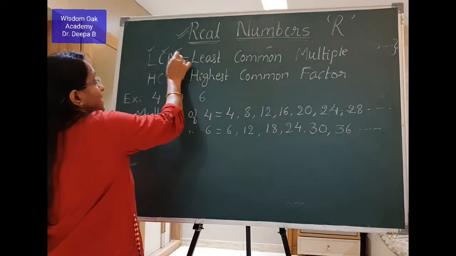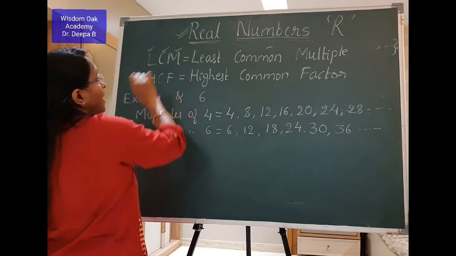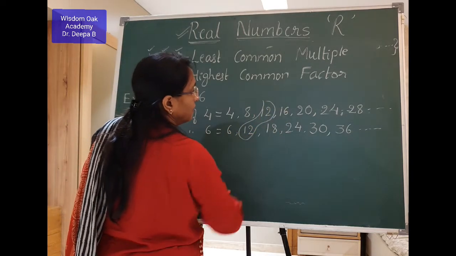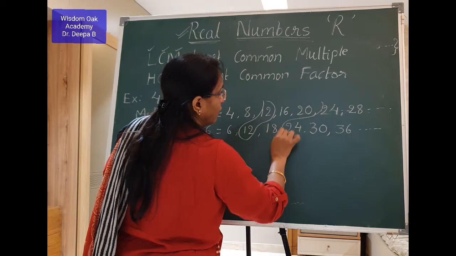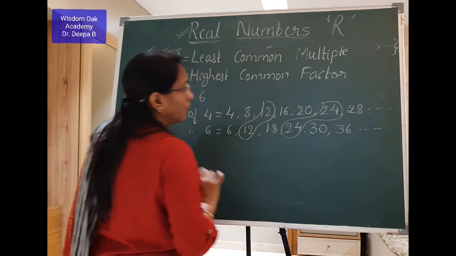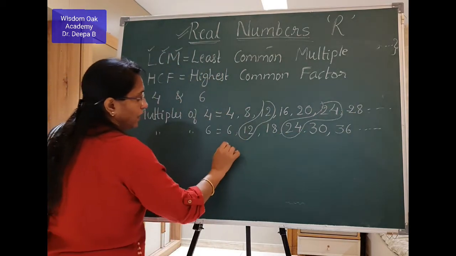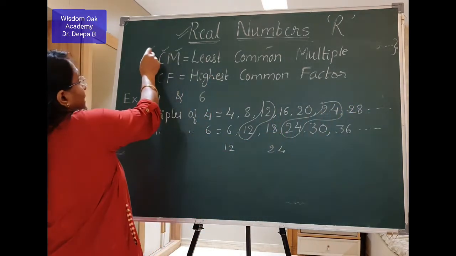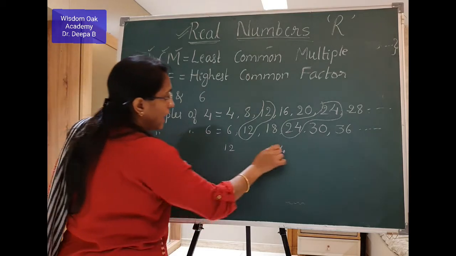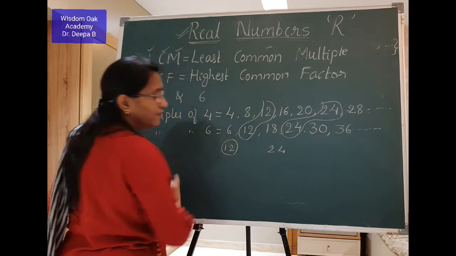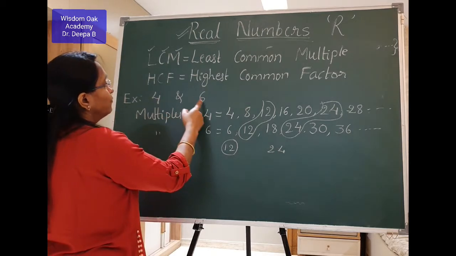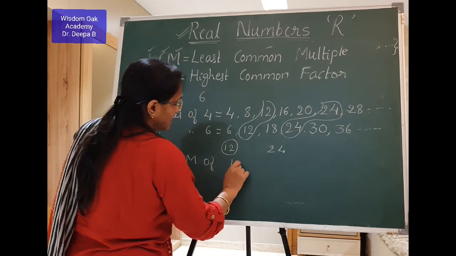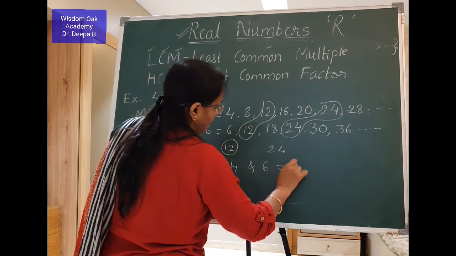We have written the multiples first. Next, what is there? Common. What are common here? 12 is common, and next 24 is also common. So common are 12 and 24. Then least. Among these two, which is least? 12 is least. So the LCM of 4 and 6 is equal to 12.